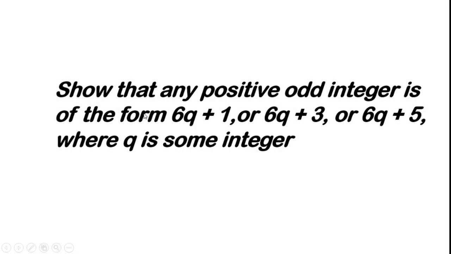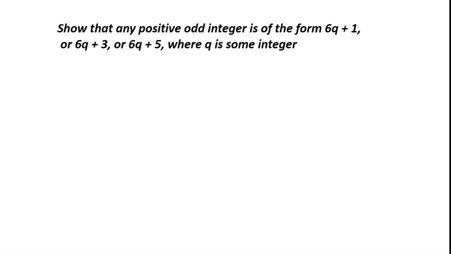Hi everyone. Today I come up with another exercise problem. The problem is: show that any positive odd integer is of the form 6q plus 1 or 6q plus 3 or 6q plus 5, where q is an integer. From this question, what can we understand?